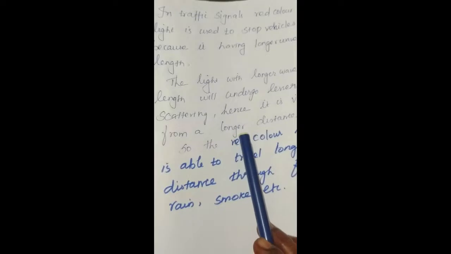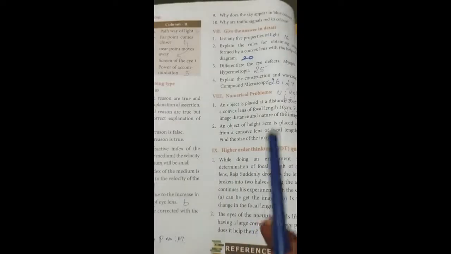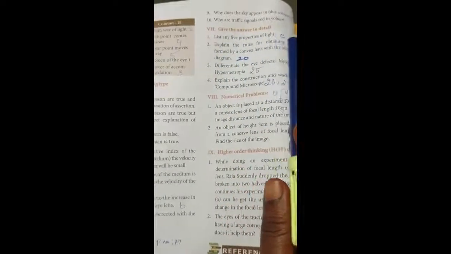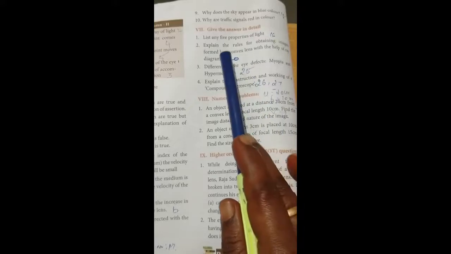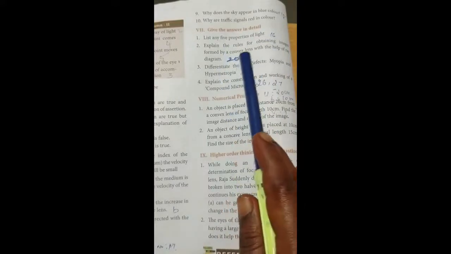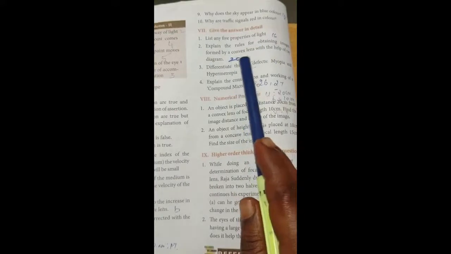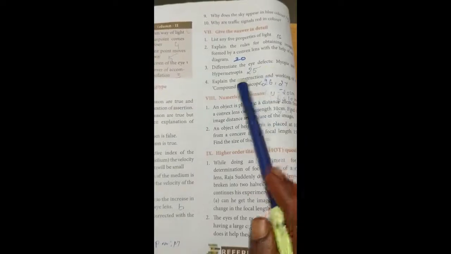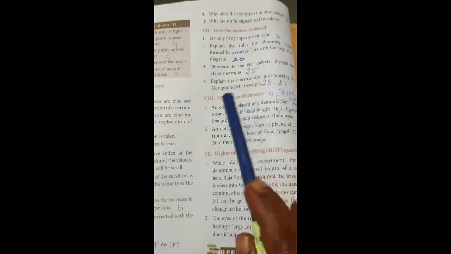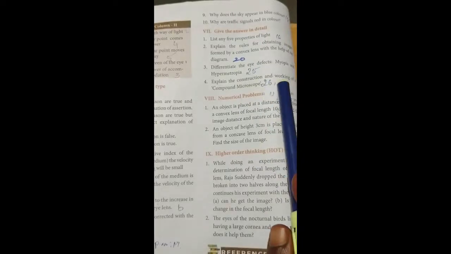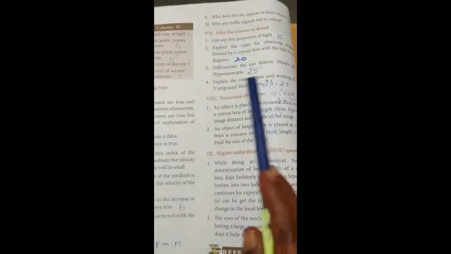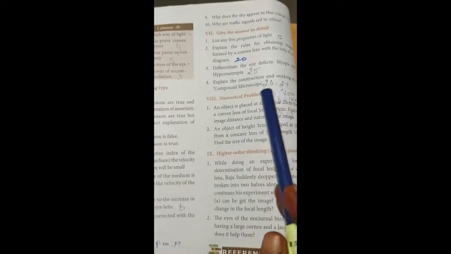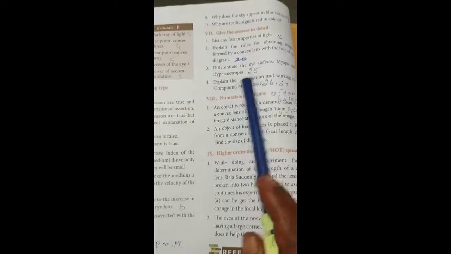Next, Roman letter 7, detailed answer. Already you marked. List any 5 properties of light. It is given in page number 16. Second question, image formed by the convex lens with the help of ray diagram. It is given in page number 20. Differentiate the eye defects, myopia and hypermetropia. It is given in page number 25. And explain the construction and working of a compound microscope. It is given in page numbers 26 and 27. Those who did not mark, just mark these page numbers and study.